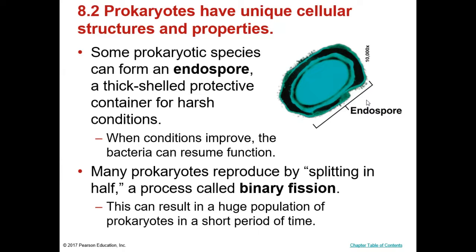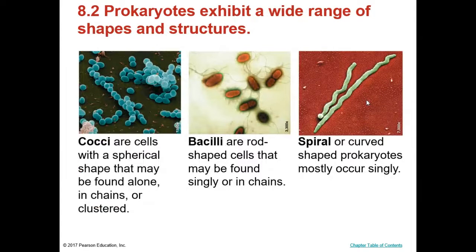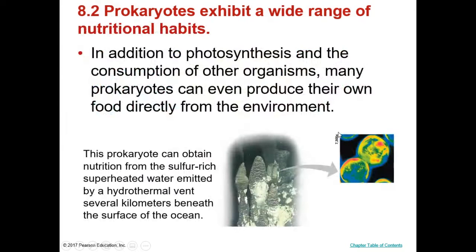Keep in mind that prokaryotes reproduce by binary fission, which is a very simple and efficient way for cell division. Bacteria come in 3 different shapes, as was mentioned previously. There's cocci, or spherical bacteria. These spherical bacteria can form chains. There's also bacilli, which are rod-shaped bacteria. And then there's spiral, or curved, bacteria.